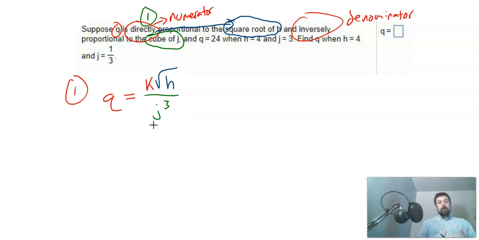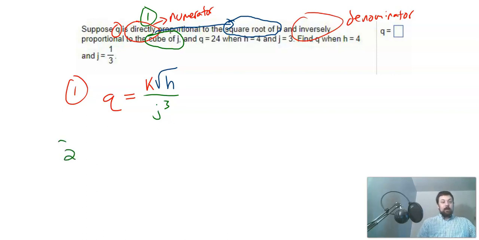So that's how you construct that when there's a combination of variation. Varies directly goes in the numerator, varies inversely goes in the denominator, and make sure you take into account the full description when you're placing those things in the numerator and the denominator. The square root of h, the cube of j. We use those descriptions here. We incorporated that into our formula. All right, and that gives me my formula.